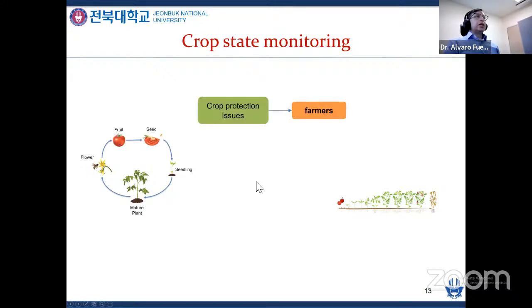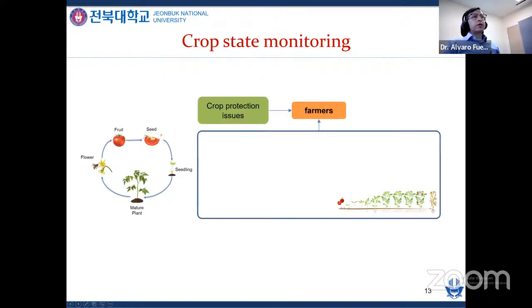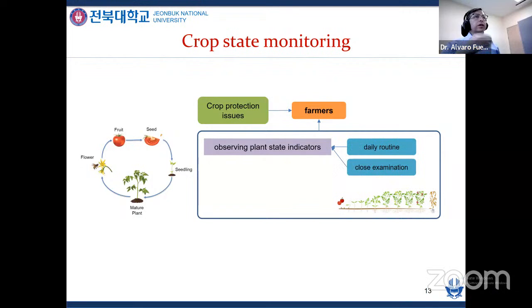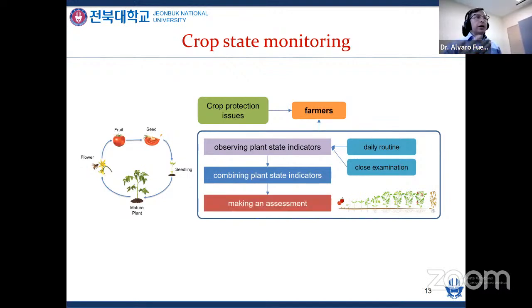Traditionally, crop protection issues start with farmers. Usually, I would say, the farmers go to the field and observe the indicators, whether the plant is in good condition or not. There's a daily routine, a close examination, and then by combining those indicators, we can make an assessment.